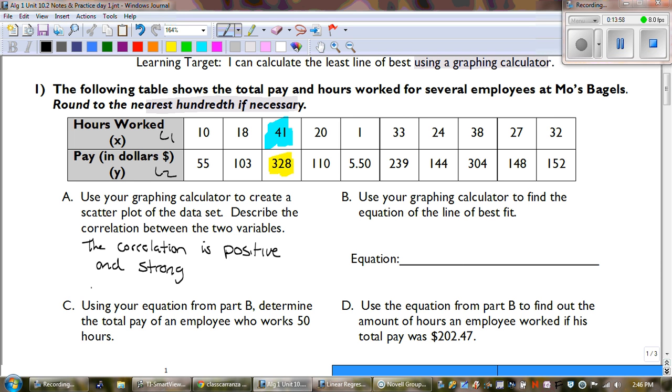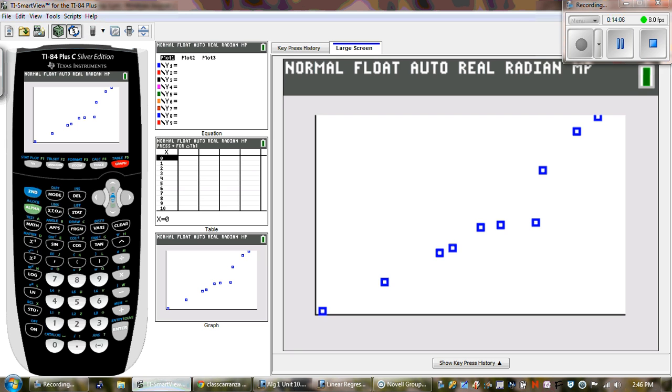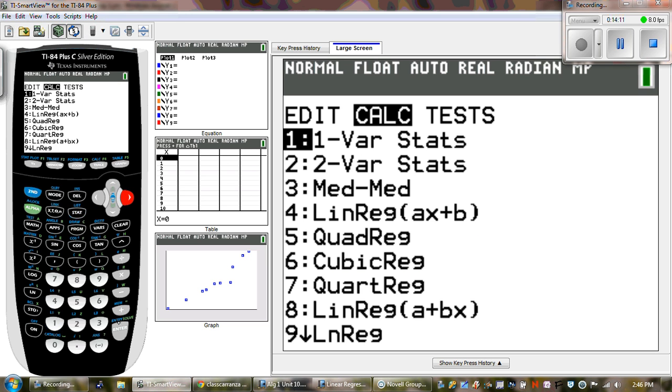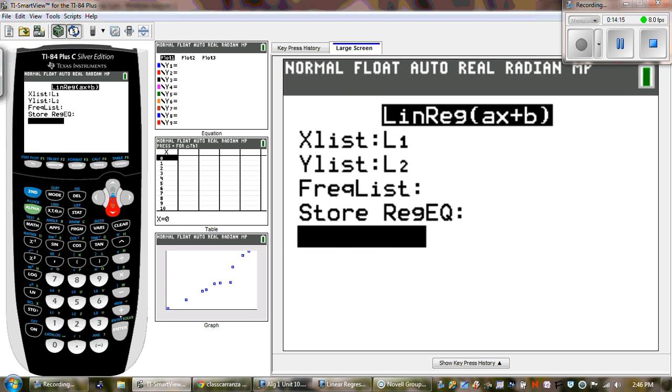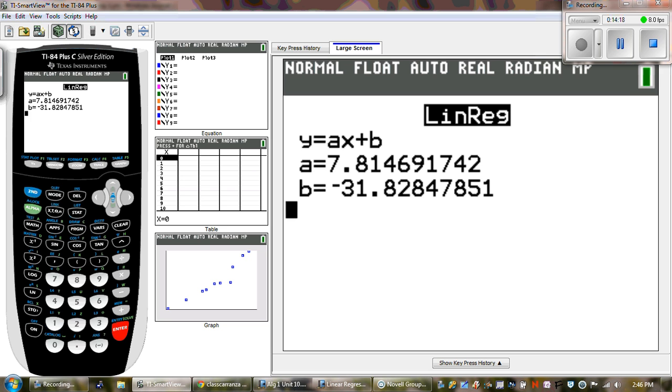So B says use the graphing calculator to find the equation of the line of best fit. And guess what? That's what we just did when we went to STAT, CALC, linear regression, calculate. This is my line of best fit right here. It's saying that A is our slope because it's saying AX plus B. So A is our slope and B is our y-intercept. And I want to round this to the nearest hundredth, which is the second decimal.